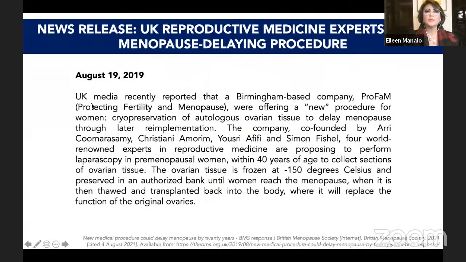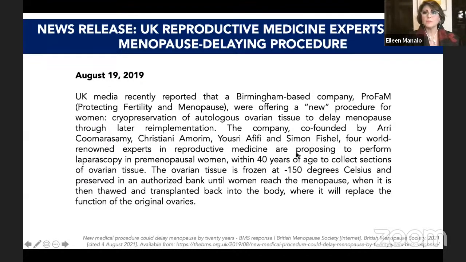Here we have UK media, which was released in August 2019. The UK media reported that there's a Birmingham-based company called ProFam, which is protecting fertility and menopause. They were offering this new procedure that we've been talking about, cryopreservation of autologous ovarian tissue to delay the menopause through later reimplantation. The company was co-founded by 4 world-renowned experts in reproductive medicine: Ari Kumarasamy, Christiani Amorim, Yusri Afifi, and Simon Fischel.